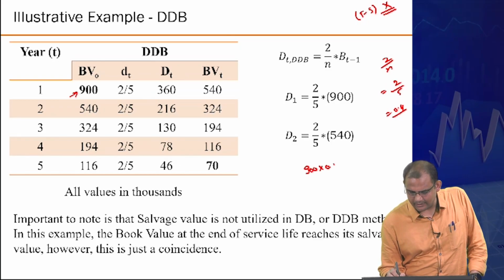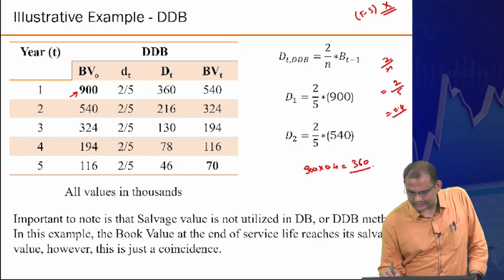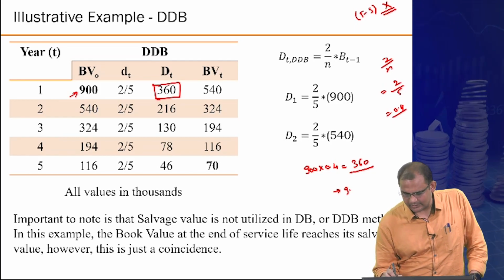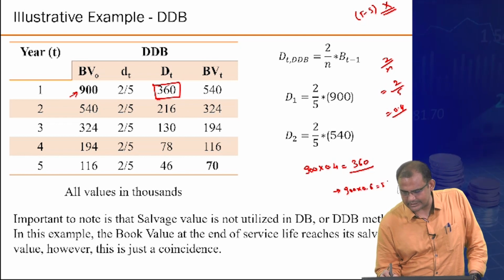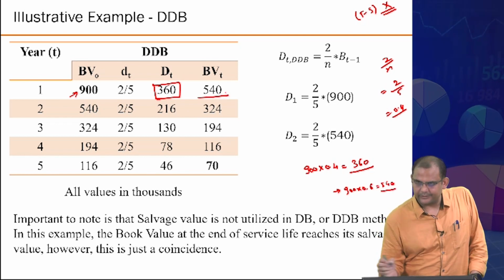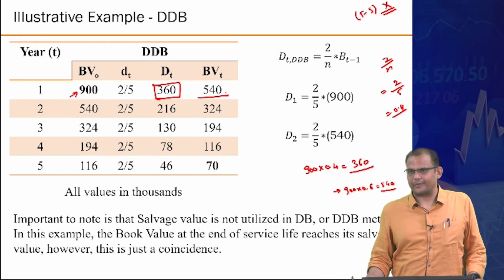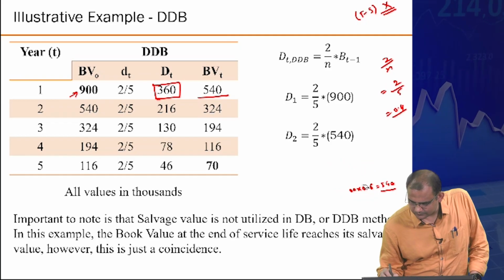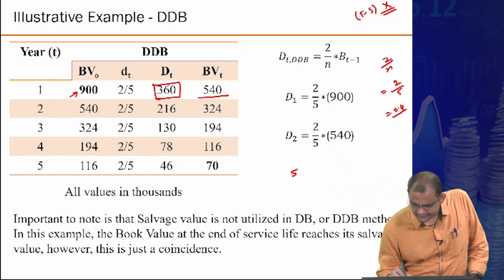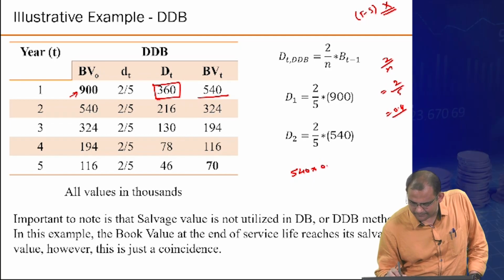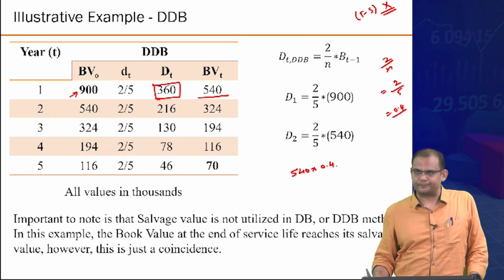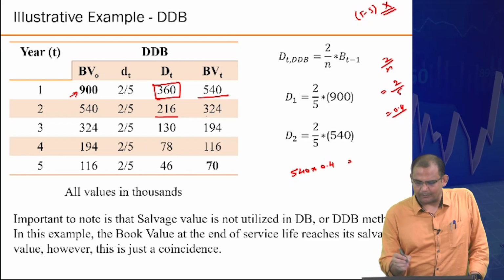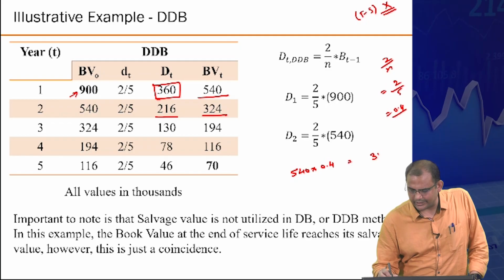First year, how much depreciation? 900 multiplied by 0.4, 360. The net remaining is what? 900 multiplied by 0.6, which is 540. Great. Now, in year 2, what is the depreciation? 540 multiplied by 0.4. This value is coming out to be 216. So, the book value at the end of year 2 is what? 324.